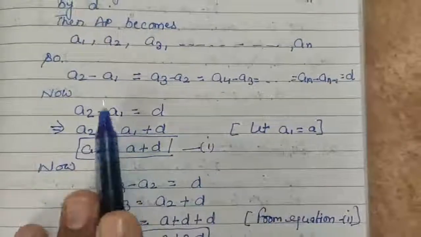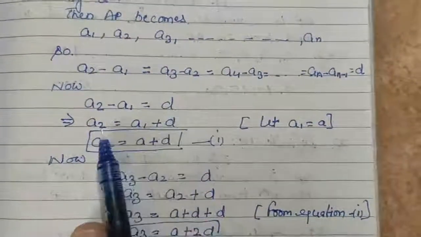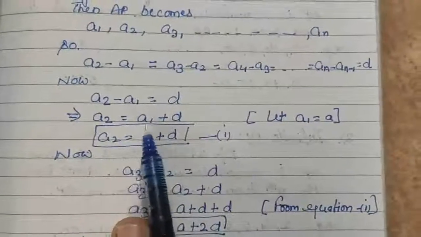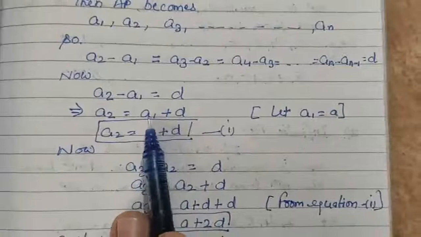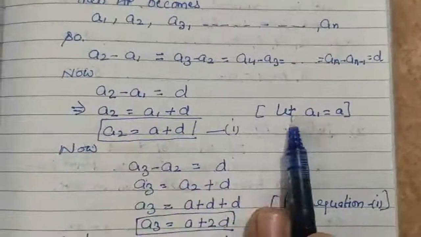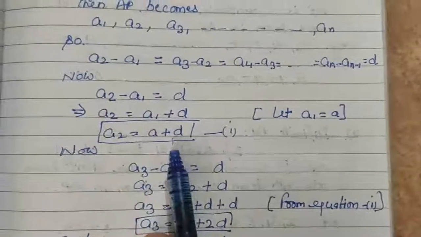Now from the first relation we can take A2 minus A1 equals D. Now A2 will be equal to A1 plus D. Here A1 is transposed to the right-hand side and becomes A1 plus D. Now we can write A1 equals A. Now A2 becomes A plus D, and this is our first relation.